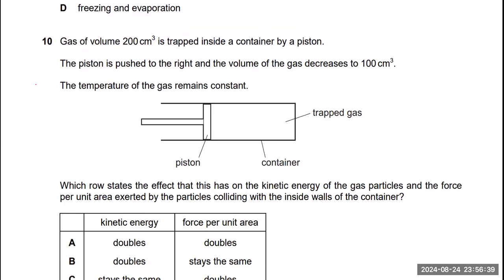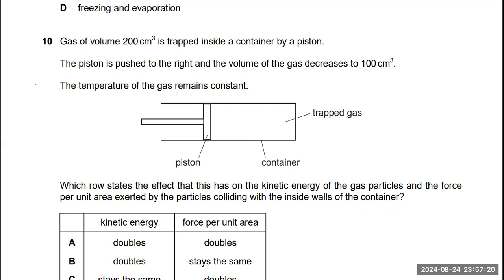A gas of volume 200 centimeter cube is trapped inside a container by a piston. The piston is pushed to the right and the volume of the gas decreases to 100 centimeter cube. The temperature of the gas remains constant. This is a very important line in that question, which illustrates the effect this has on the kinetic energy of the gas particles and the force per unit area. Force per unit area means pressure.